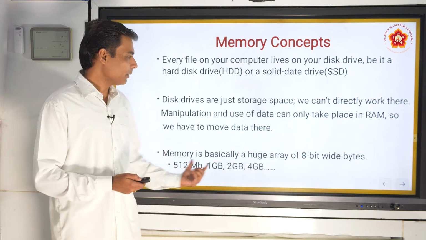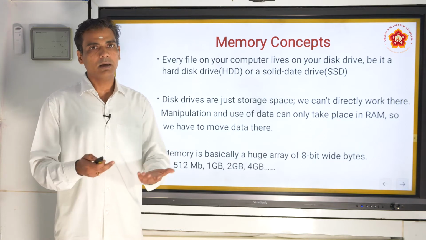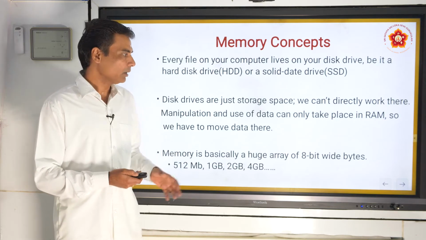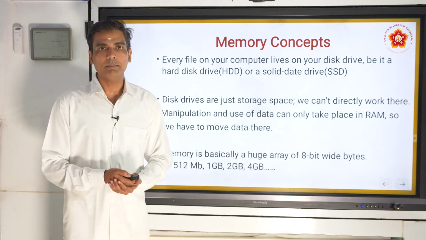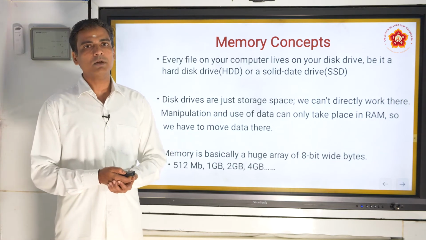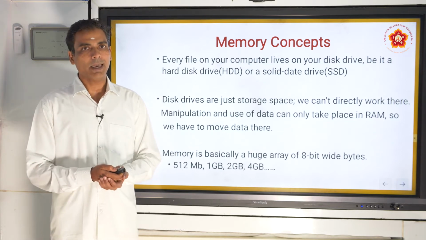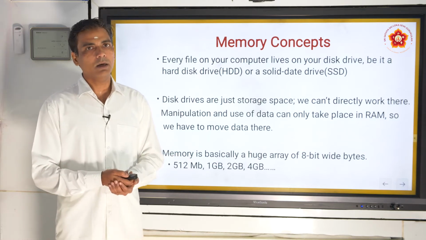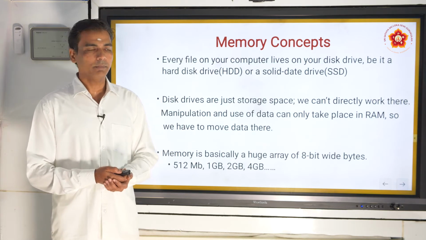So from here onwards, whenever we say memory, we mean the RAM, random access memory. In old days, the memory was of size 512 MB, because at that time there were not many complex applications and the processors were also of low capacity. So with 512 MB memory, the computers were very efficient to use.